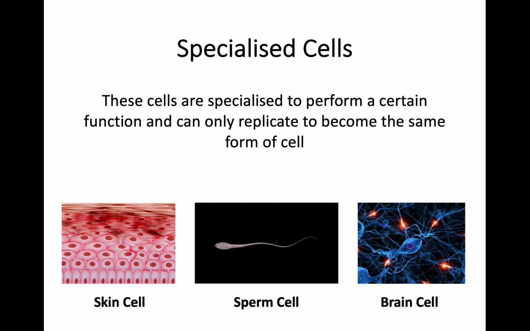In terms of different types of cells, we have specialised cells, which are able to perform a certain function. So for example, skin cells, sperm cells, brain cells. These have one job, and they can only replicate to become that same form of cell. So skin cells can only replicate to form new skin cells, for example. They cannot become a different type of cell. And this is what we call specialised.